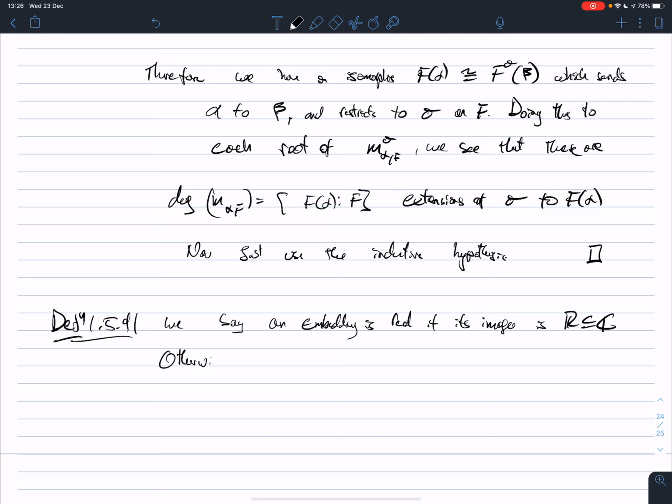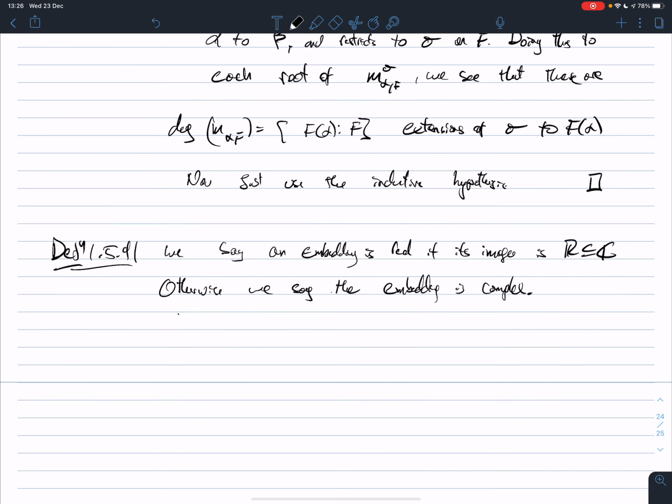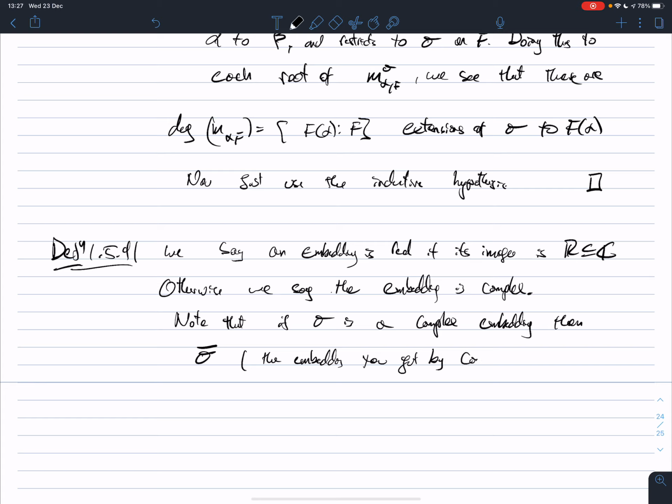Otherwise, we say the embedding is complex. And note that if σ is a complex embedding, then I'm going to denote by σ-bar the embedding you get by composing σ and complex conjugation.